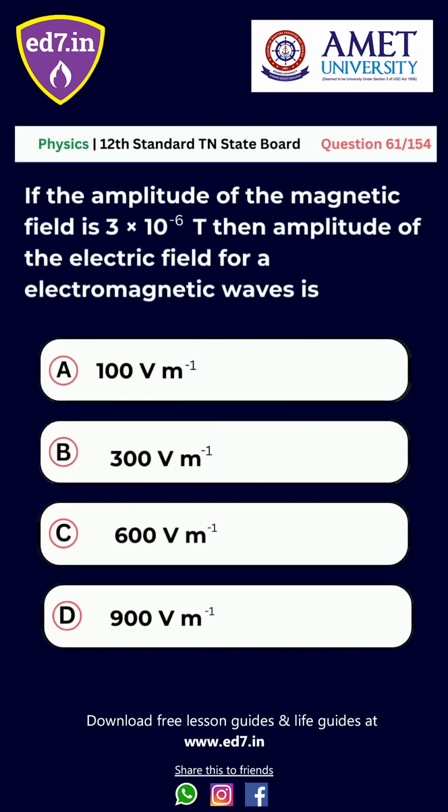Question number 61. If the amplitude of the magnetic field is 3 into 10 power minus 60, then the amplitude of the electric field for electromagnetic waves is: option A, 100 V m power minus 1; B, 300 V m power minus 1; C, 600 V m power minus 1; D, 900 V m power minus 1. And the right answer is option D, 900 V m power minus 1.